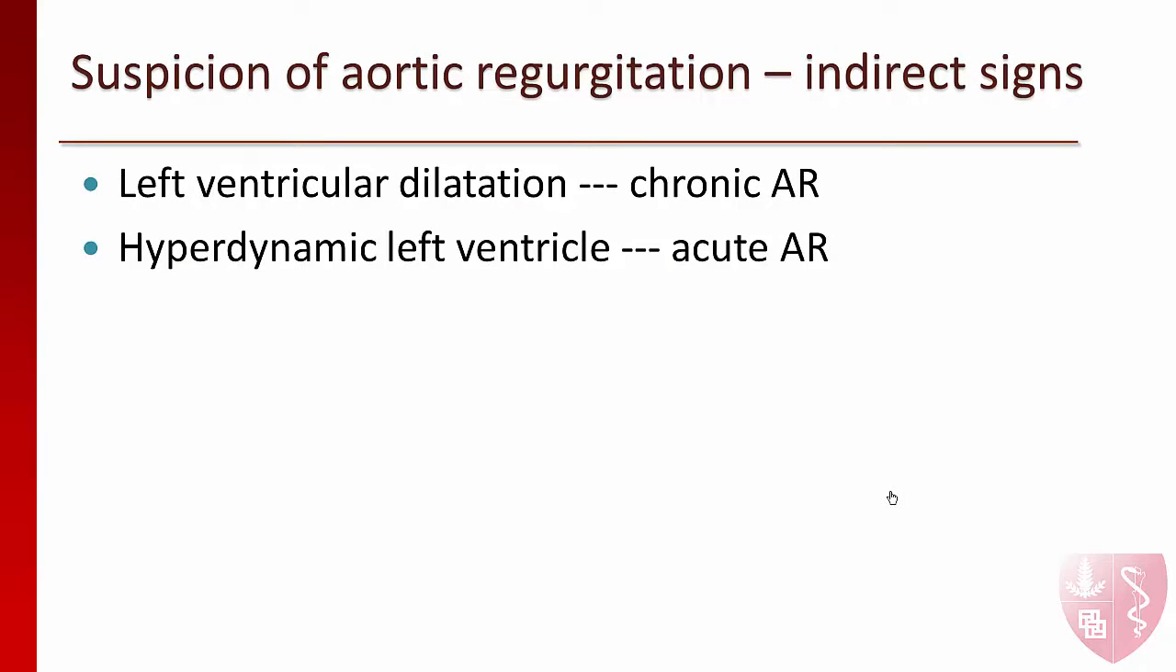Then you can look for indirect signs, and in the case of chronic regurgitation, you will have left ventricular dilation because of the increased preload of the left ventricle. Then you will have volume overload, and the left ventricle will dilate. The function at the beginning will be normal, but with the evolution of severe aortic regurgitation, it may start to deteriorate. In acute regurgitation, you will have a hyperdynamic left ventricle, but with no dilation because that requires time to appear.